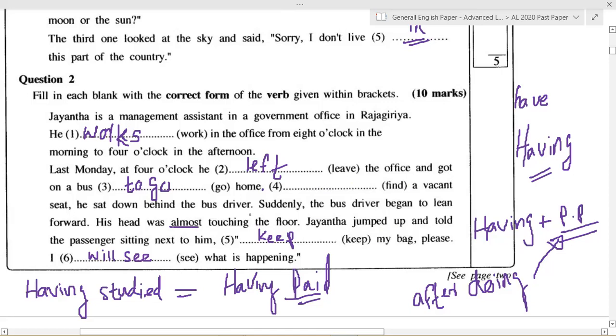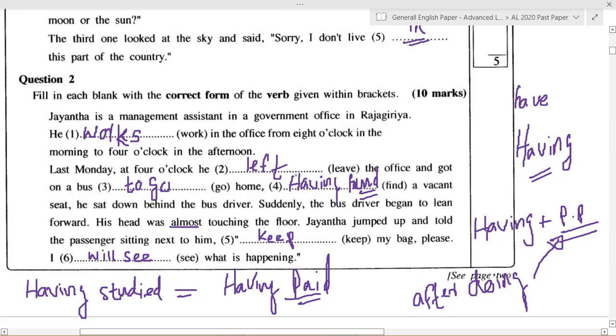He sat down behind the bus driver. The reason why he sat behind the bus driver was because he found a seat. Having found a seat, after finding a seat, a vacant seat, he sat down behind the driver, which means the most suitable form is having found. You can't write found on its own here. That's wrong. Broken English if you choose to do that. This is the most suitable pattern, right?